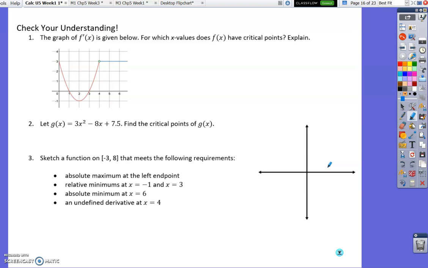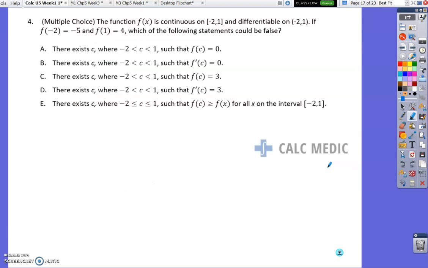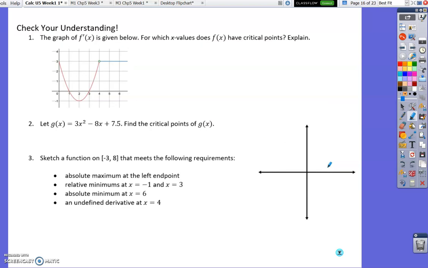So again, I'd like you to try these. There are 4 of them. Go ahead and try them. Pause the video. Try them, and I will answer them. When you unpause the video, all the answers will magically appear.